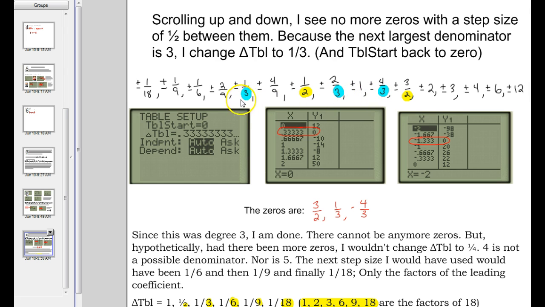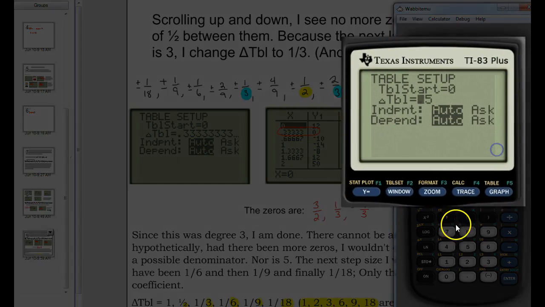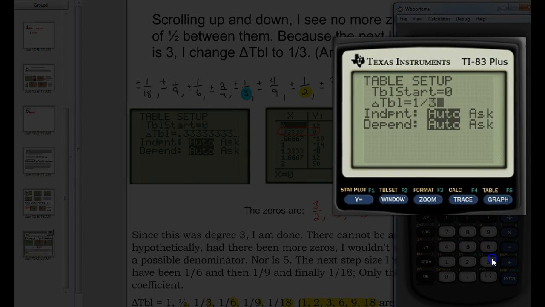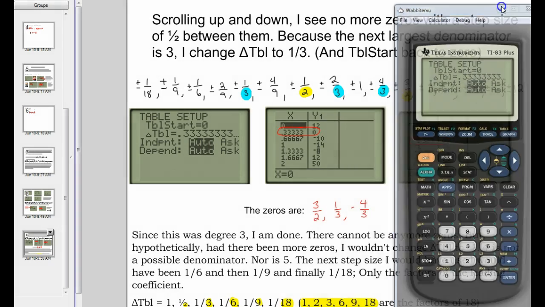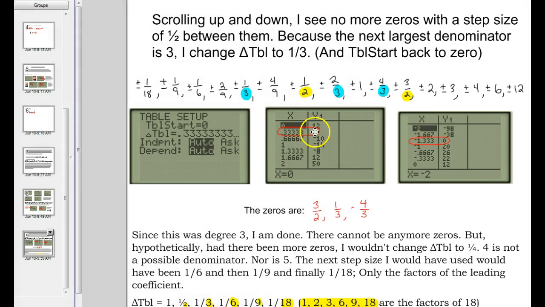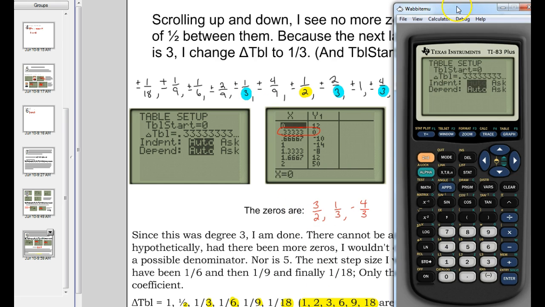So then I change the delta table to 1 over 3. Initially I write it this way, 1 over 3, and then I hit enter and it changes to a decimal. And there's the 0.33333 and then negative 1.33333 repeating. So those two numbers are the values. Now, you might ask, how do I know that those decimals are these fractions? Well, I just know, but your calculator can find them also.